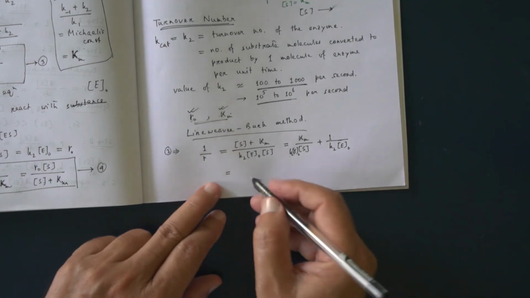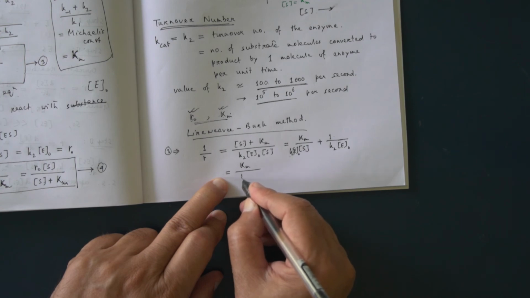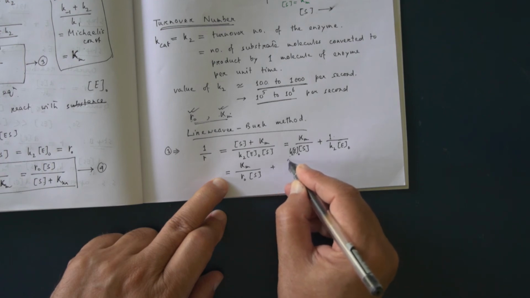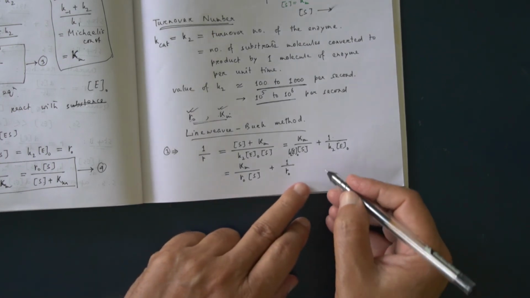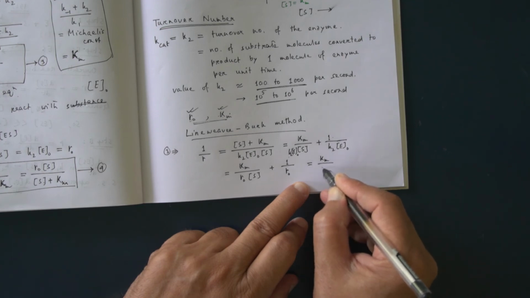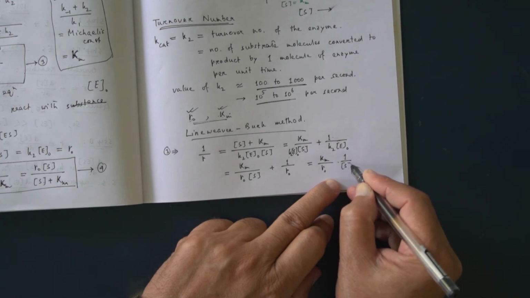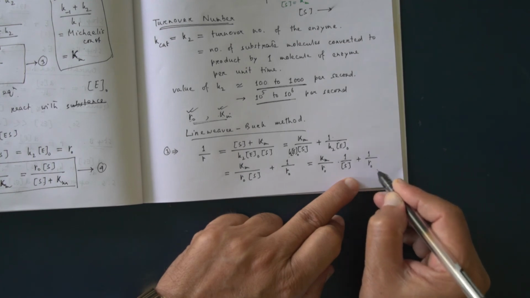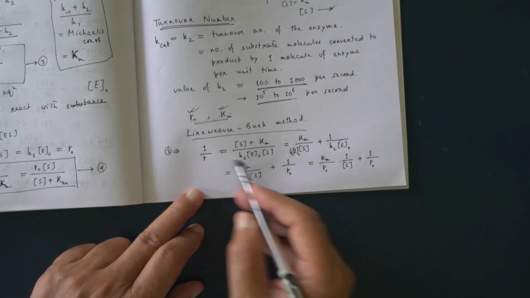Now we have already seen K2 E naught equal to R naught. So I can write it like this: Km by R naught into 1 by S plus 1 by R naught. So 1 by R equal to this.